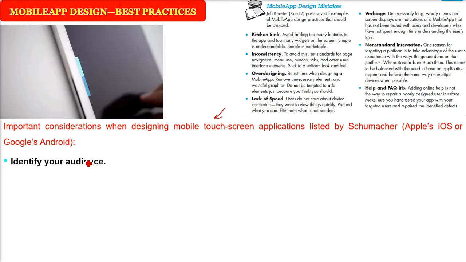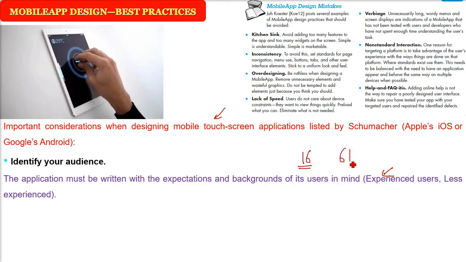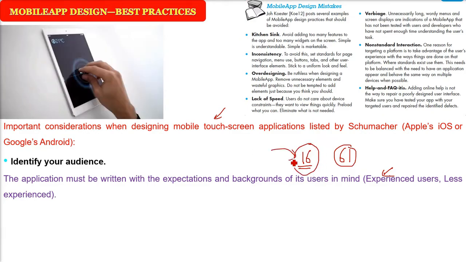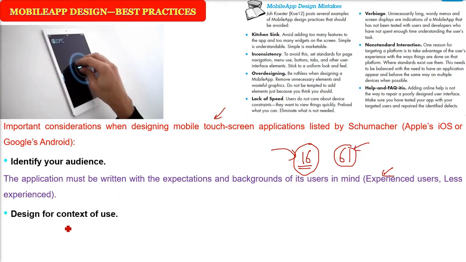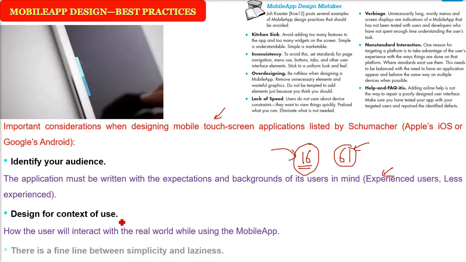First is identify your audience. You are making an app for an audience. What are their expectations? What are their backgrounds? It may be an experienced user, it can be a less experienced user. A 16-year-old and a 61-year-old person have different ways of working or interacting with the app. Design for context of use. What kind of use? What way of use? How will the user interact with the real world while using the mobile app?